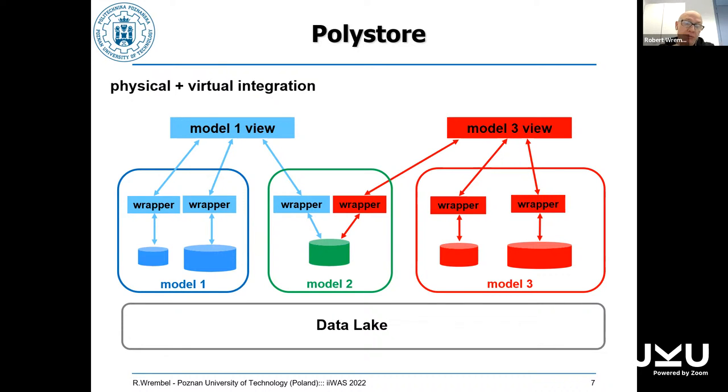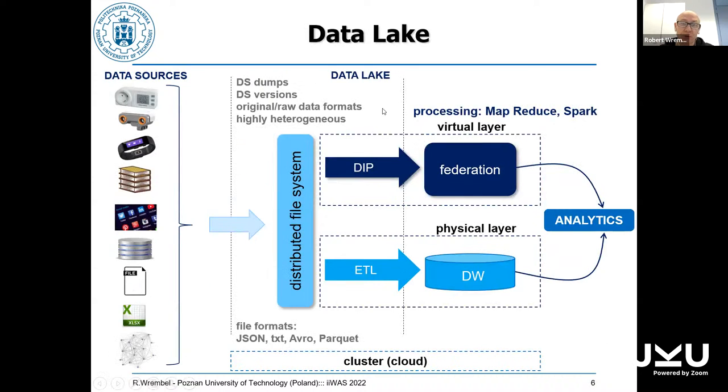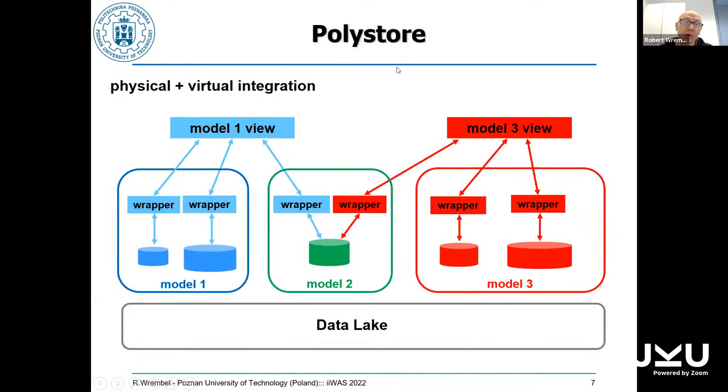So the mixture of virtual and physical integration, another, because the first one was data lake, the second one is Polystore. Polystore, to put it simply, these are data sources at the bottom, and then there is some physical storage of data. The blue one, let's call it, as data are stored in model one, then the green one is model two, and the red one is model three.